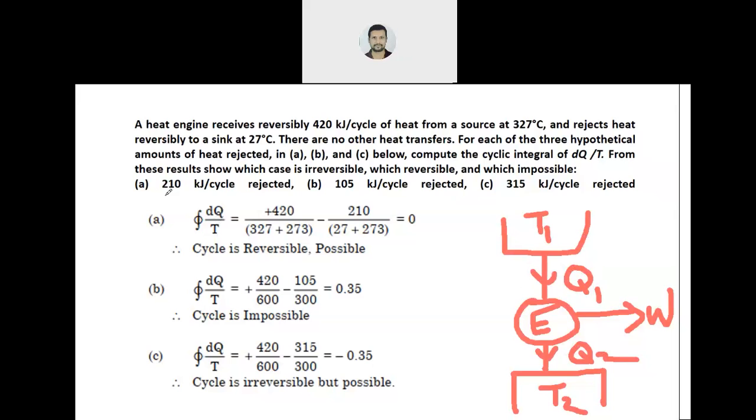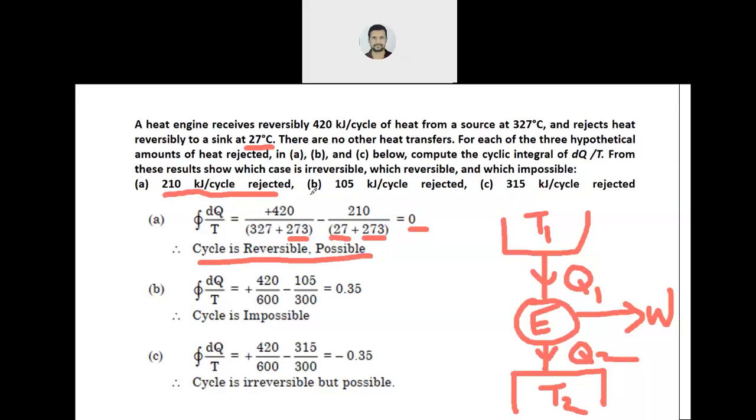So for Q1, for the first case, part A, Q1 is 420, temperature is 327 degrees Celsius, and we add 273 to convert into Kelvin. Next, this much amount of heat is rejected, minus 210, and the temperature of the sink is constant, which is 27 degrees Celsius, plus 273 to convert into Kelvin. Put this, solve this, you will get 0. Now dQ by T equal to 0 means the cycle is reversible.